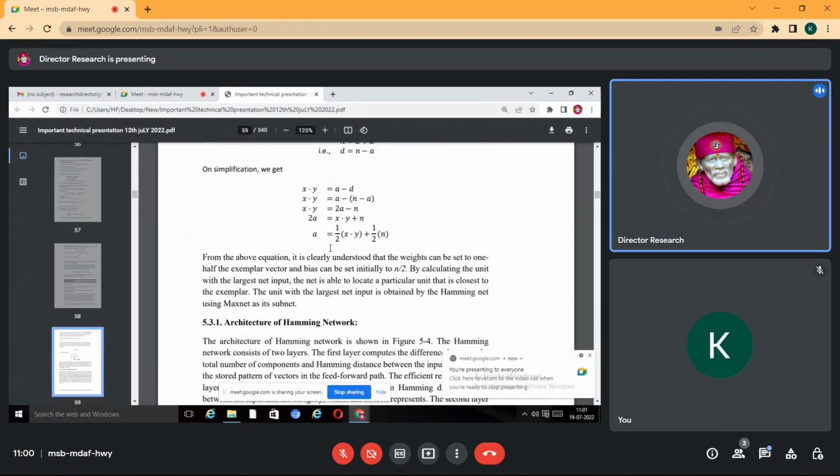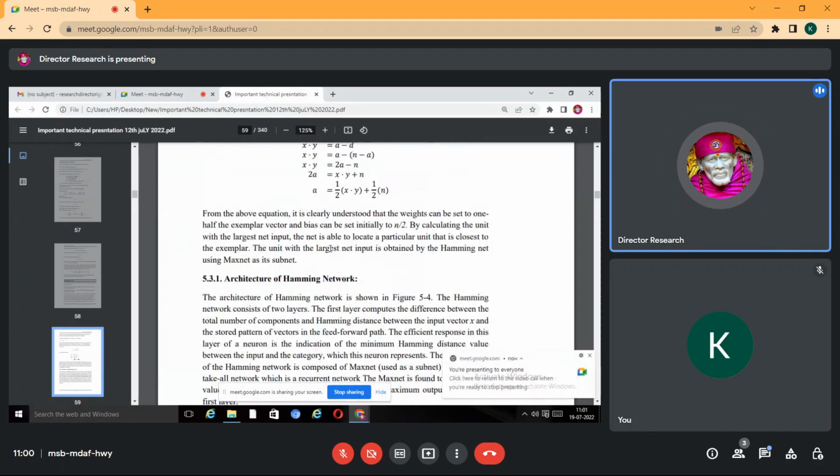On simplification, from the above equations it is clear that the weights can be set to 1/2 of the exemplar vector, and the bias can be set initially to n/2. By calculating the unit with the largest net input, the net is able to locate the particular unit that is closest to the exemplar. The unit with the largest net input is obtained by the Hamming net using the MaxNet as its subnet.